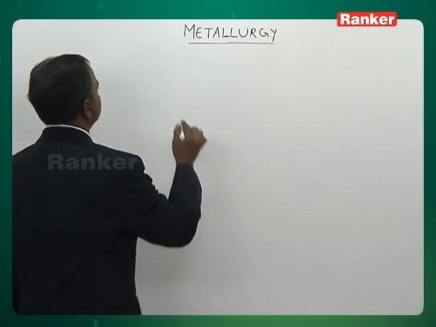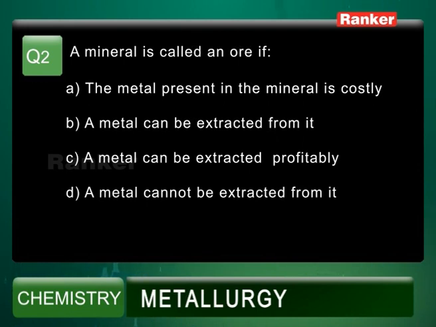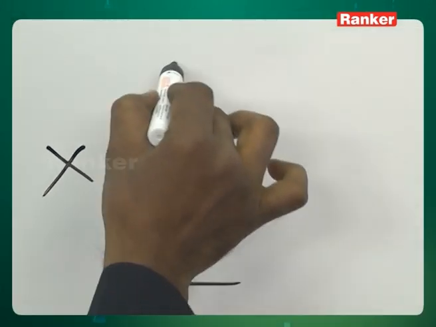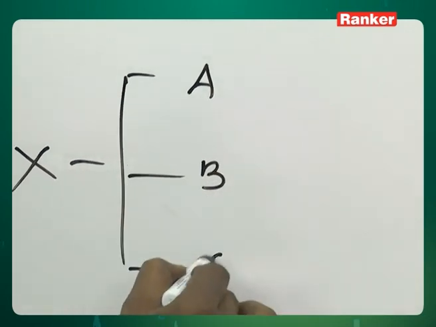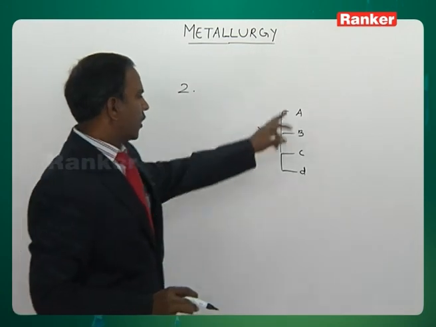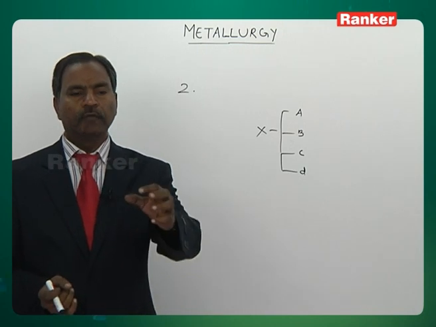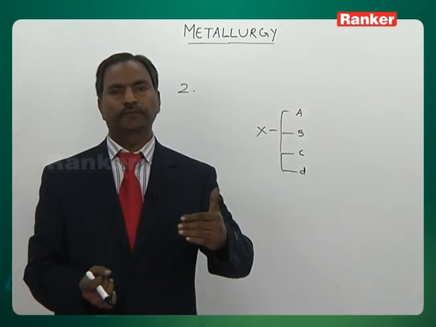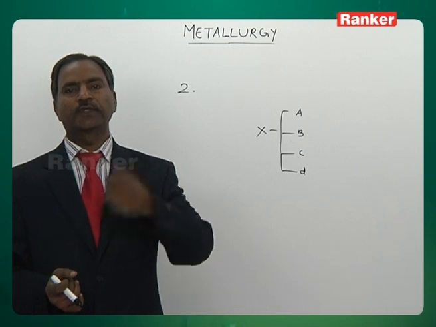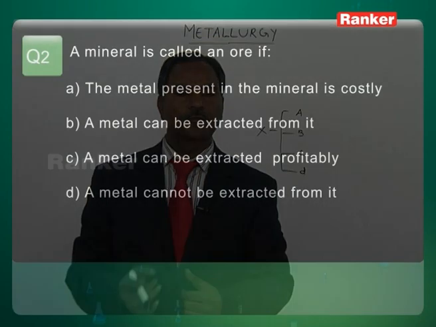Question number 2, a mineral is called an ore if. See, a metal has different types of minerals. Take metal X having different types of minerals, A, B, C, D, like this. But only from one of them we extract the metal. We will choose such a mineral from which we can extract the metal less expensively, profitably. So, let us see the answers now.